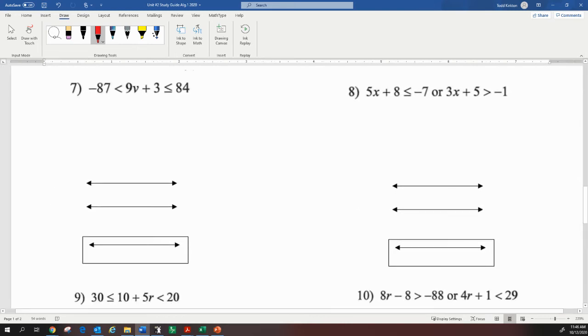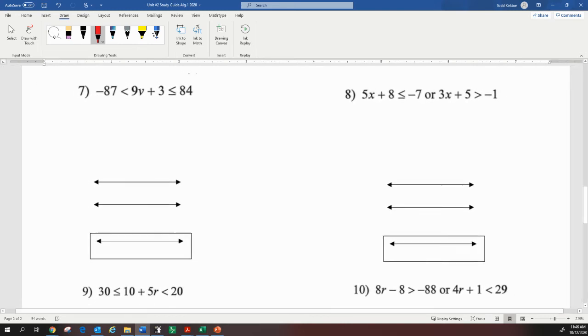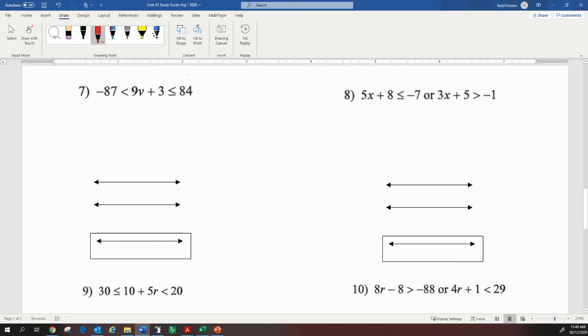Now I'm going to show you on number 7 a little trick you can do if you think you're smart enough. Don't tell your teachers I told you this. We'll see if you watch this. If you have a compound inequality, you can solve it with 3 values here. So I'm just going to subtract 3 like I would anyway from all 3.